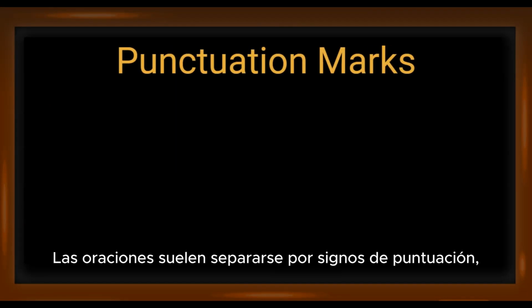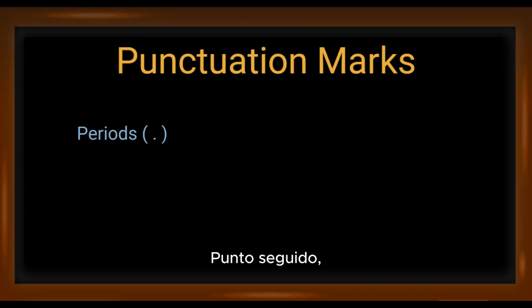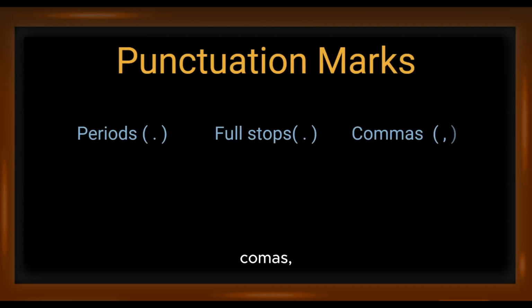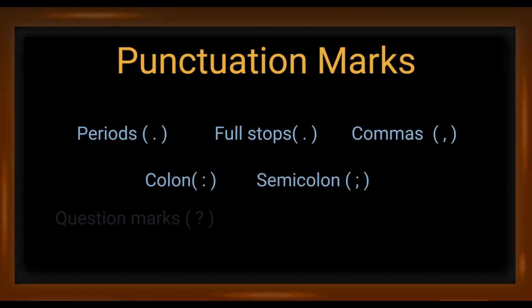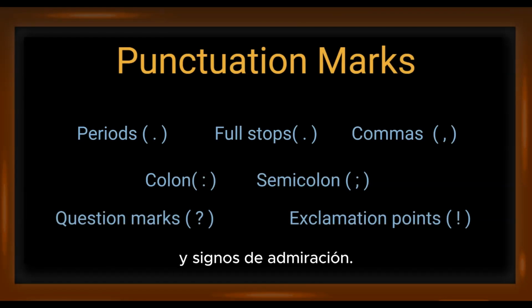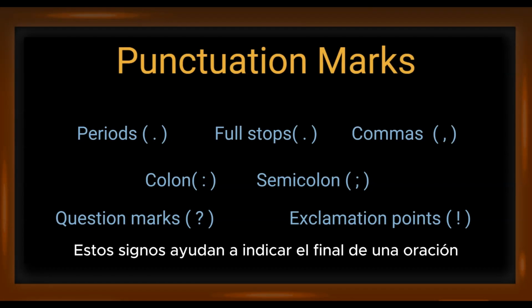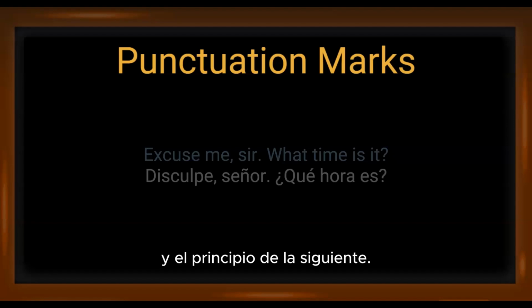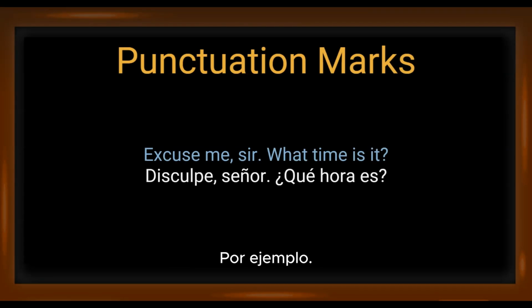Sentences are typically separated by punctuation marks, such as periods, full stops, commas, colon, semicolon, question marks, and exclamation points. These marks help indicate the end of one sentence and the beginning of the next. For example, "Excuse me, sir. What time is it?"